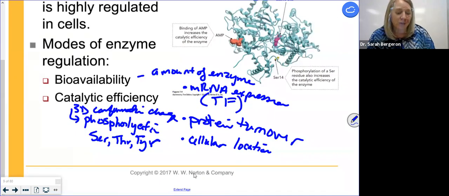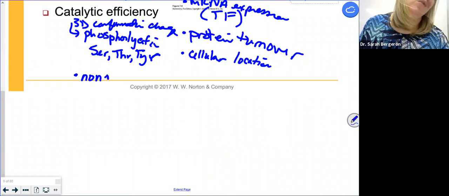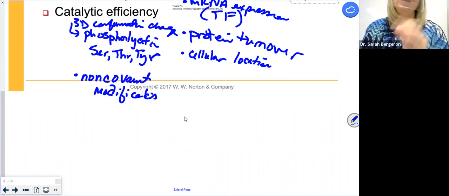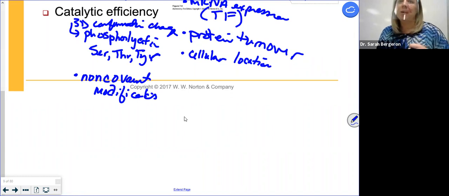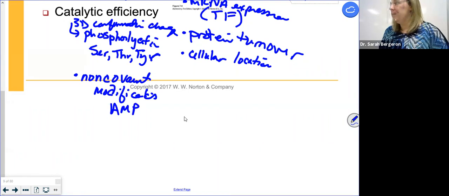There are other ways that we can do that though. We can have non-covalent modifications. So we can interact with certain molecules inside of the cell that will induce a conformational change. It's an interaction, but it's non-covalent, like AMP, for example. A lot of processes that require ATP are inhibited by large amounts of AMP.